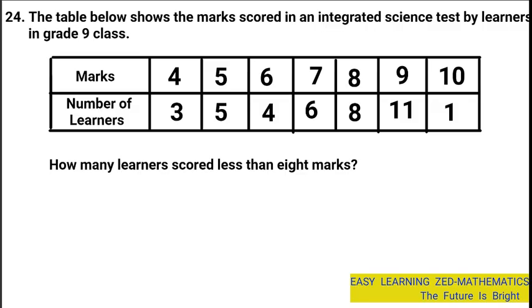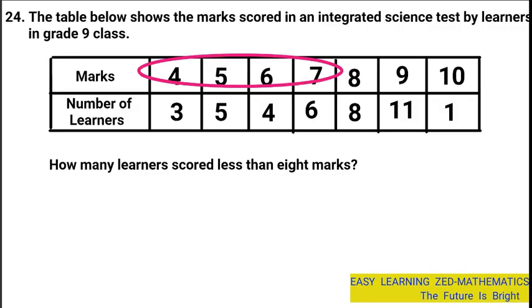So they're asking us to find the number of learners who scored less than 8 marks. What is important is, first we need to identify the marks that are less than 8. The marks that are less than 8 are the ones I've circled in pink. That is 4, 5, 6, 7. These are the marks that are less than 8.